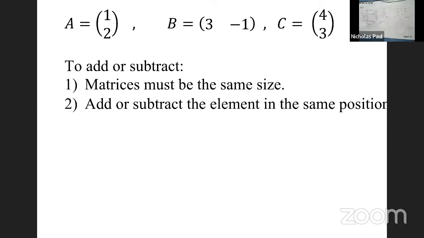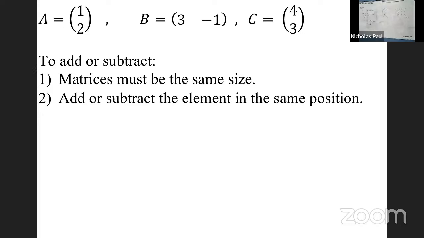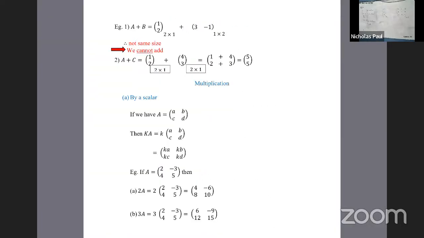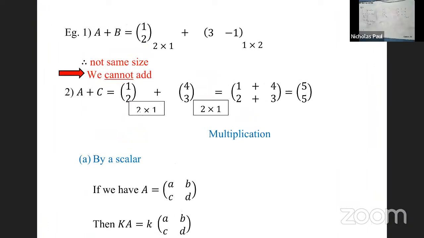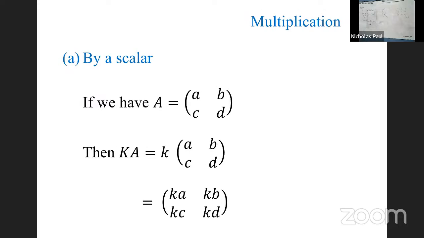Two quick notes. To add and subtract, the matrices must be the same size, right? And to add and subtract, you use elements in the exact same position. Nice. How do we multiply? Let's start with the easier version. How do we multiply by a scalar?